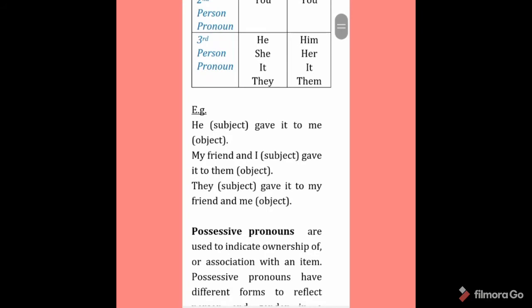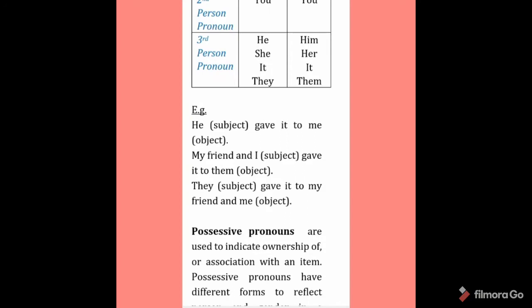Now we get some examples. He gave it to me, where he is the subject, gave is the verb. We will discuss the verb and its forms in detail in our later chapter on verb. He gave it to me. He is the subject and me is used as an object. Before the verb we use subject and after the verb we use object. That's why me is used after the verb and it is an object.